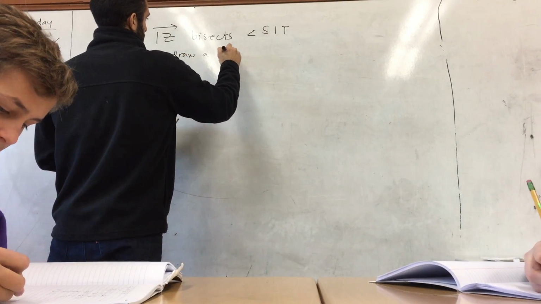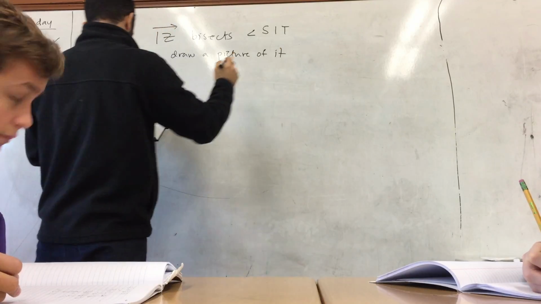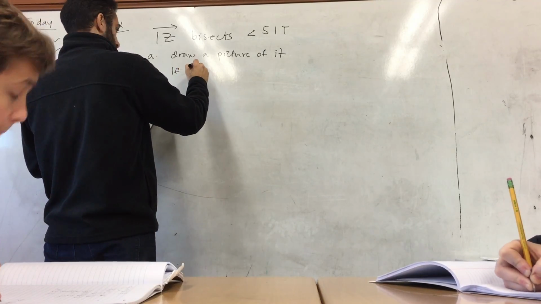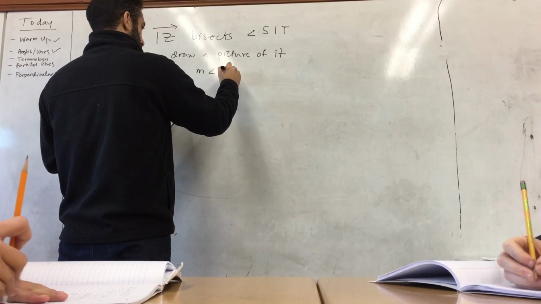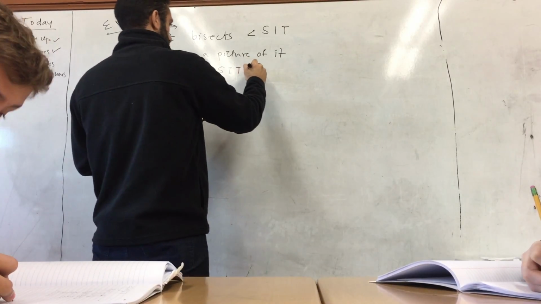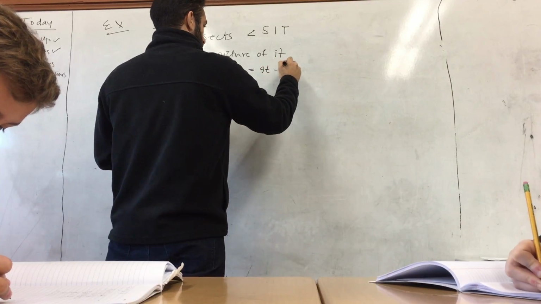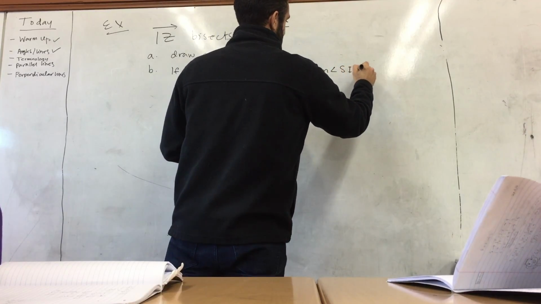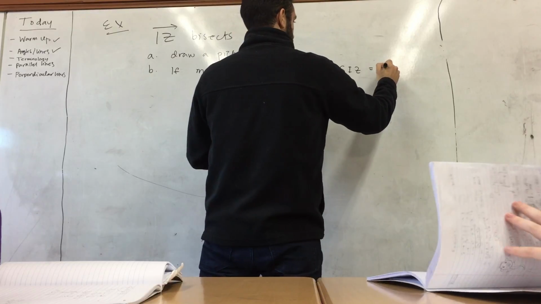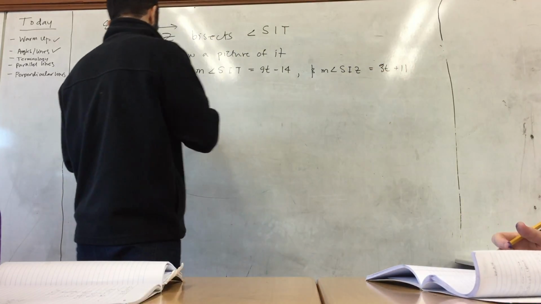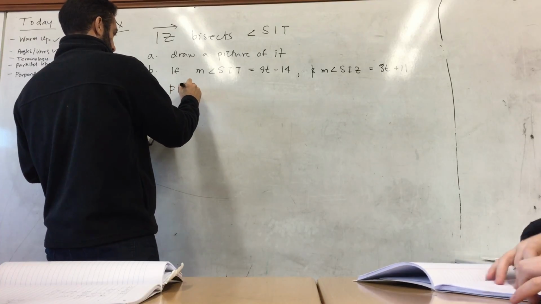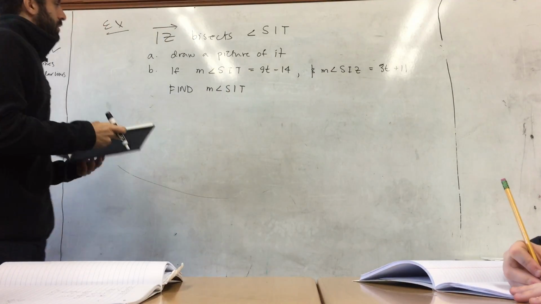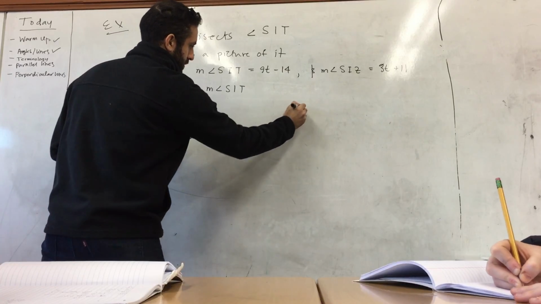Okay, draw a picture of it. And then if the measure of angle SIT is equal to 9t minus 14, and the measure of angle SIZ equals 3t plus 11, find the measure of angle SIT. Okay, so I think we got through that picture, something like this maybe.